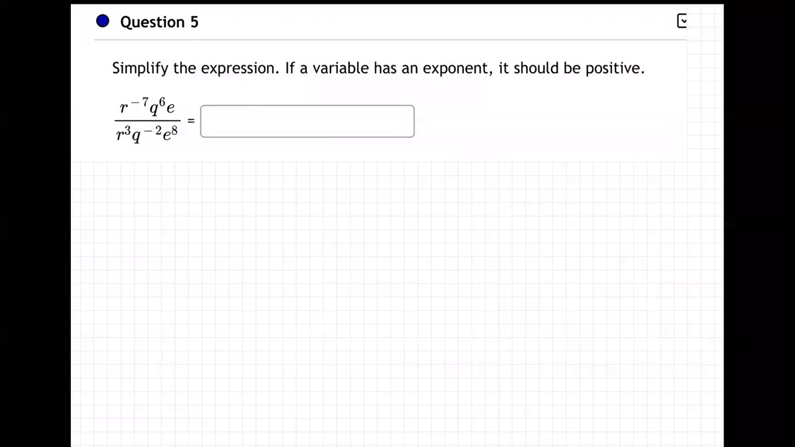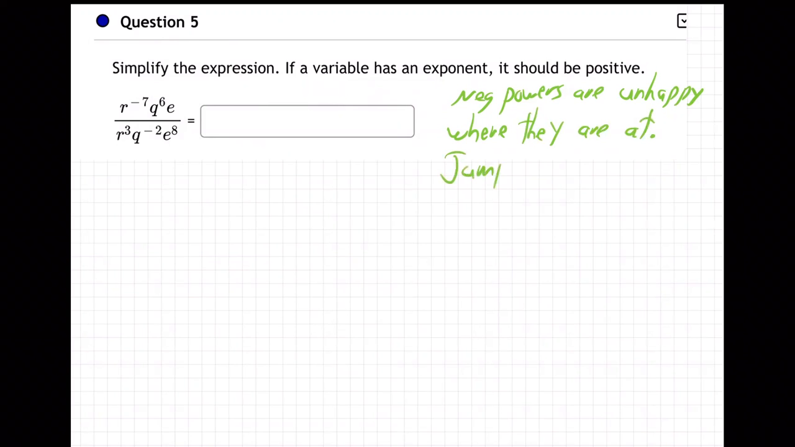So on this question, we're dealing with a lot of negative powers. Let me write the rule for that. Negative powers are unhappy. They're negative. They're unhappy where they're at. Like somebody unhappy at their job.